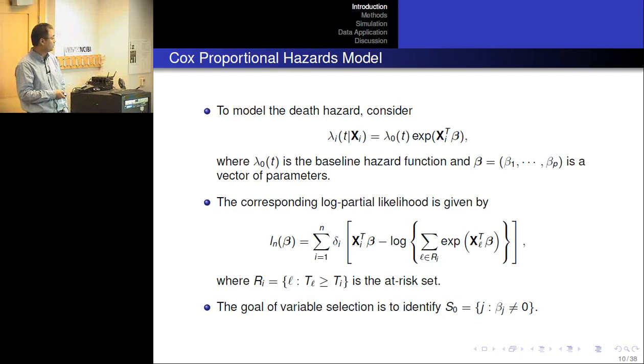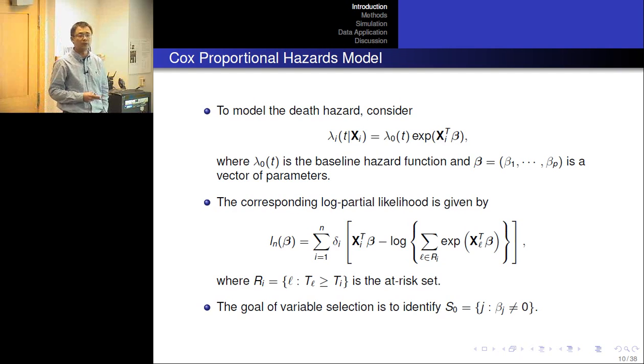Our goal is to select a subset of variables, because when we have high-dimensional variables, usually we do not assume all the variables are correlated with the outcome. We only want to identify a small subset. So our goal is just to identify this small subset.